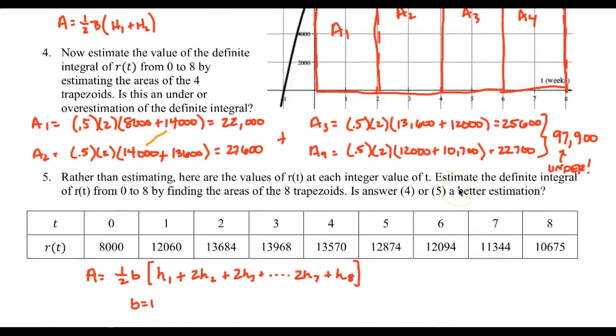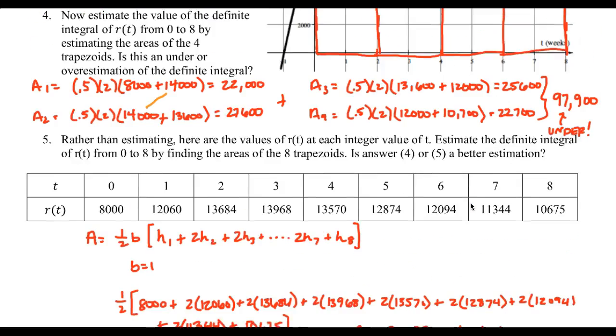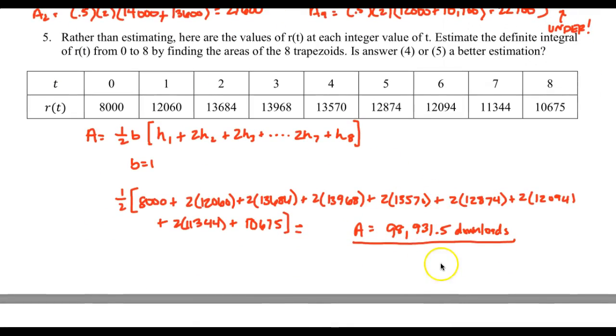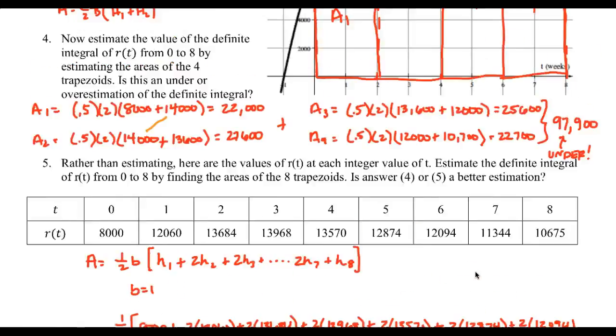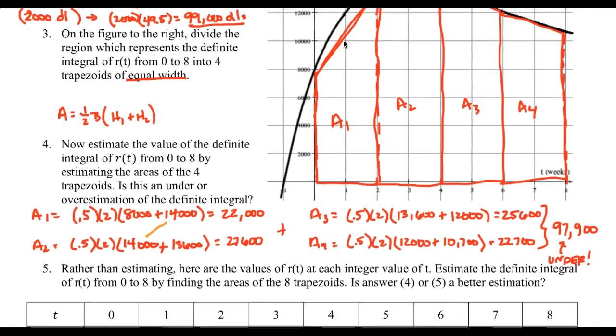And what are my units going to be here? Oh yes, downloads. So someone was stuck halfway through a download. Interesting. Is this a better estimate or a worse estimate than example 4? It was a better estimate. Why? Because there were more trapezoids, right? Better estimate, more trapezoids, less gap between my trapezoids and my curve.